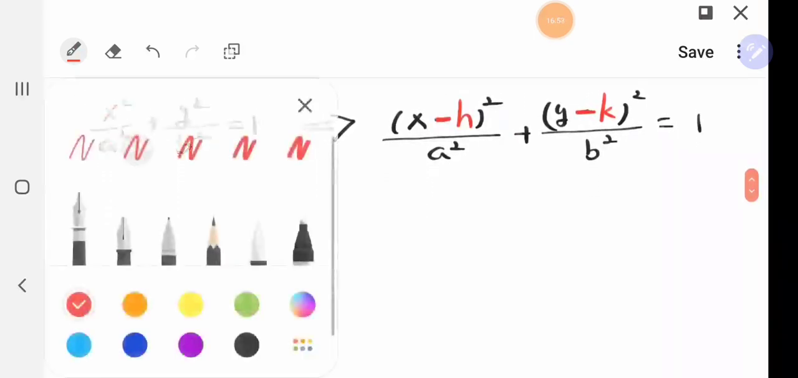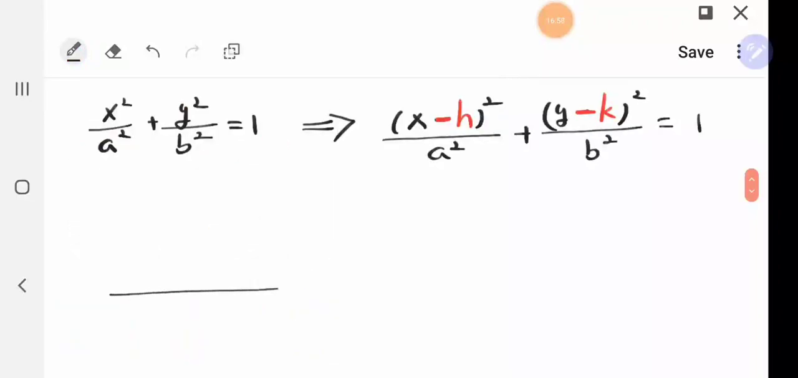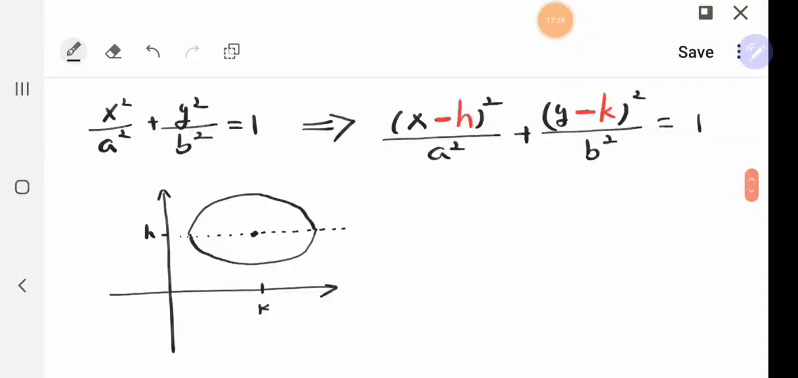Okay, let me draw a translated ellipse. Let's say we move to this one. Here is k, and this is h. So if we sketch a graph of an ellipse, it looks like this. This is not drawn to scale, but it looks like this. So by definition, this is h, and this is k. Alright, so the center will now be h, k. Let me write the center here. Center is h, k.